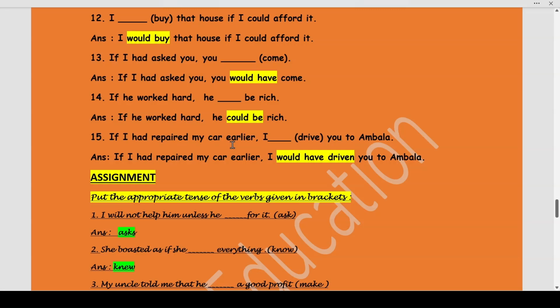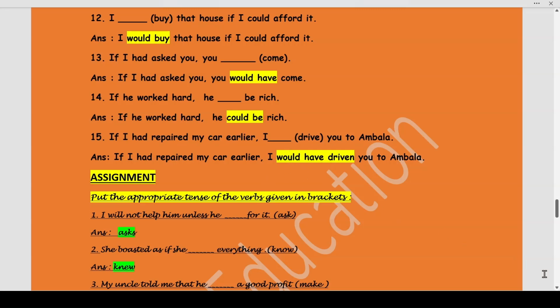If I had repaired my car earlier, I would have driven you to Ambala. If I had repaired, therefore I would have driven. Because these are all in past tense. If I had repaired, this becomes past perfect. I would have driven. Drive becomes driven preceded by modal verb would and have.